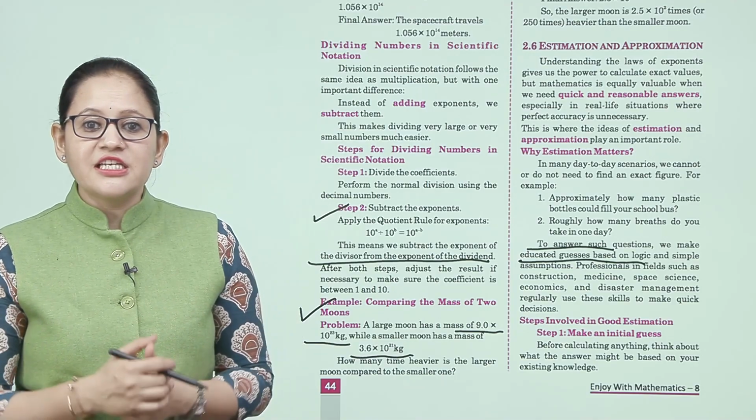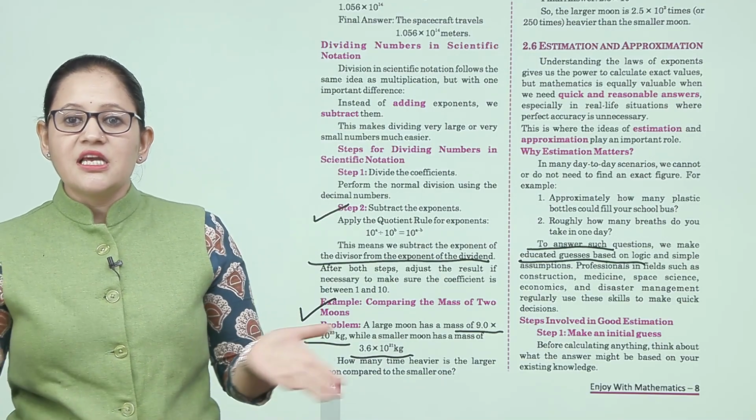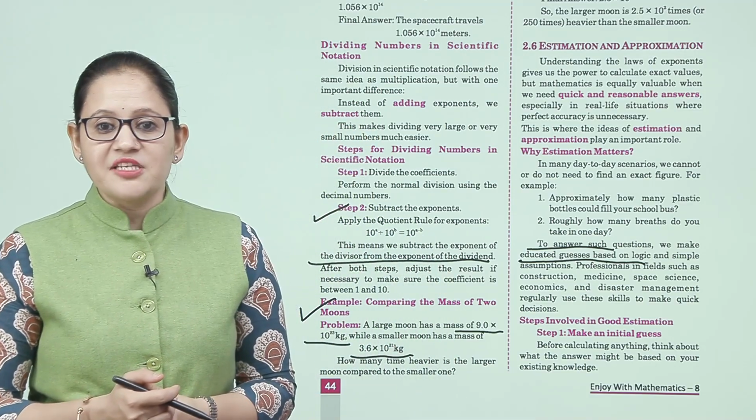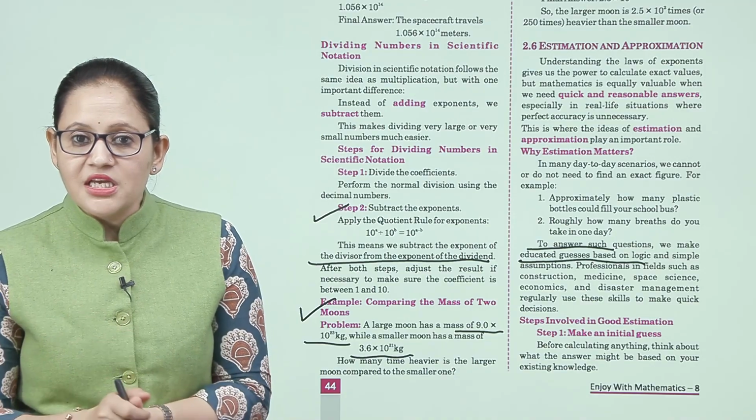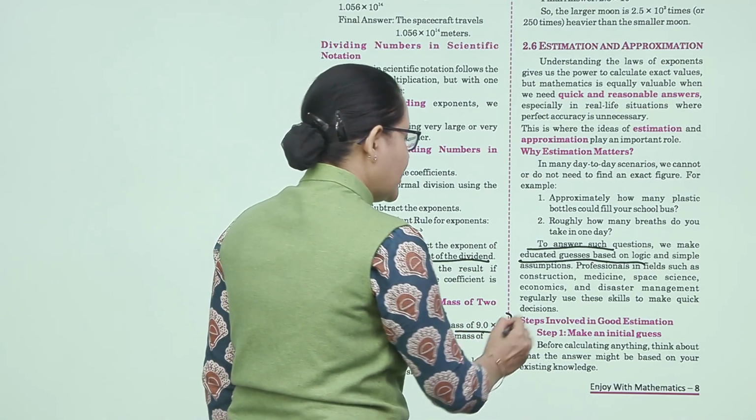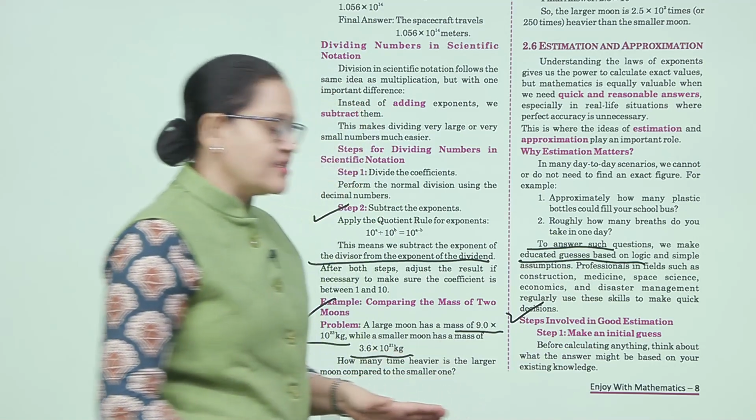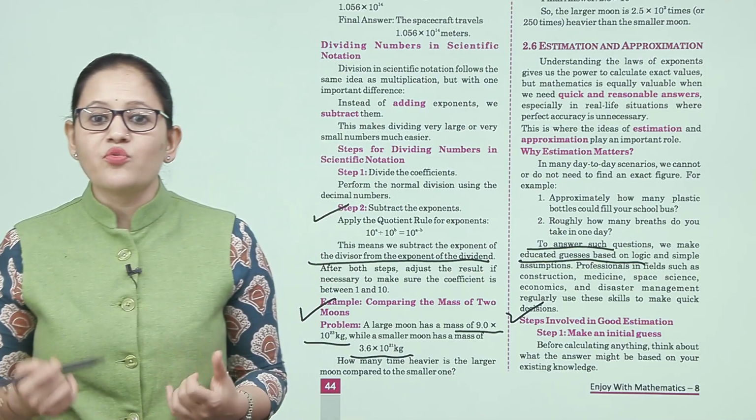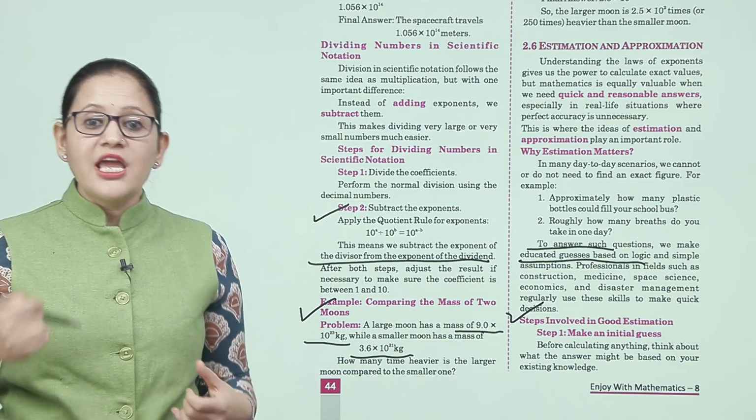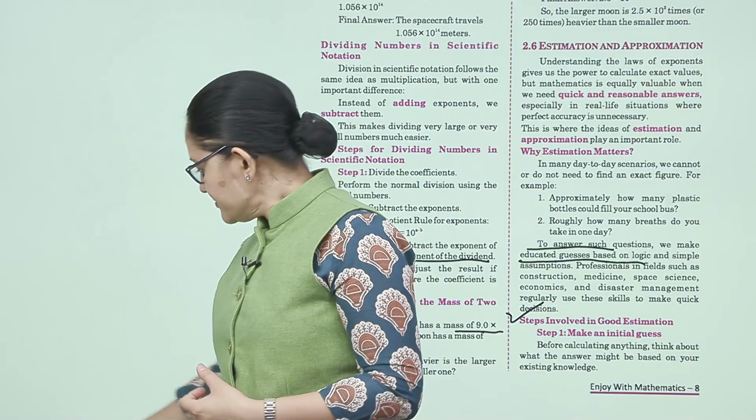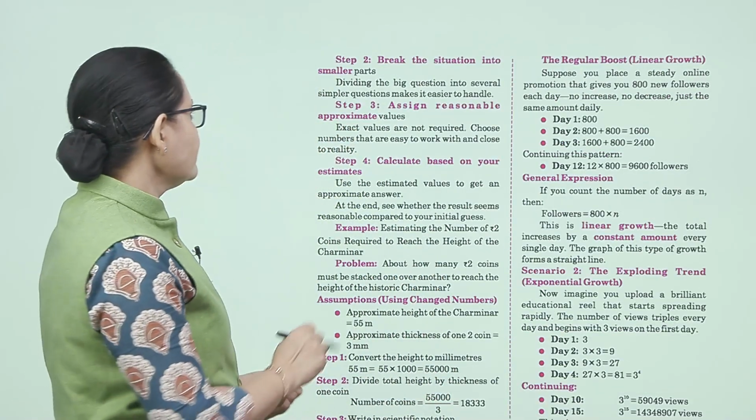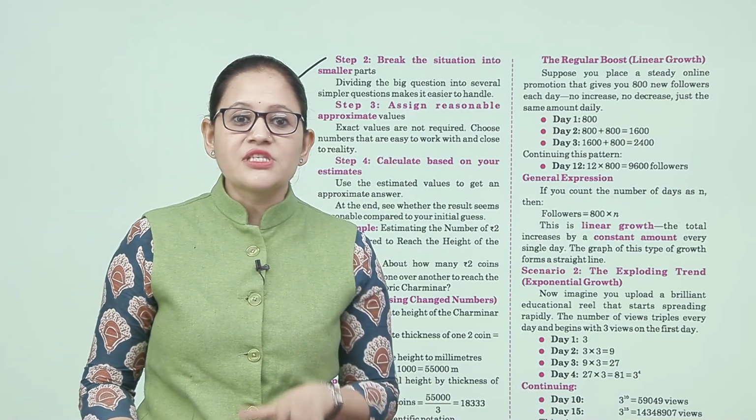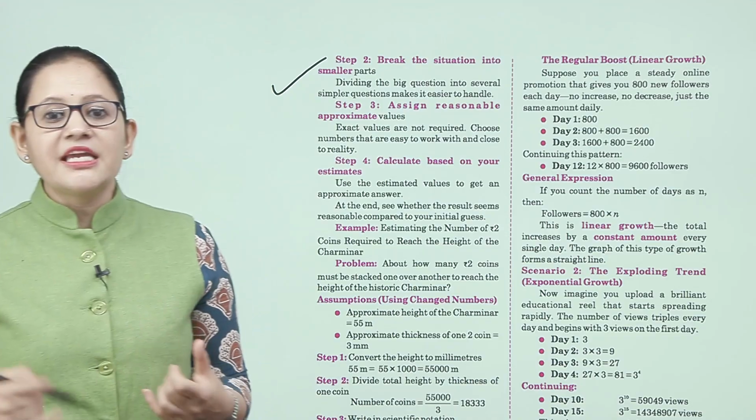Professionals in fields such as construction, medicine, space science, economics and disaster management regularly use these skills to make quick decisions. Steps involved in good estimation. Step 1, make an initial guess. Before calculating anything, think about what the answer might be based on your existing knowledge. Step 2, break the situation into smaller parts. Dividing the big question into several simple questions makes it easier to handle.